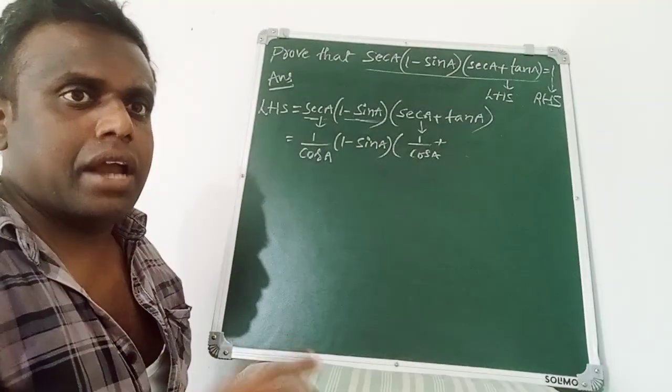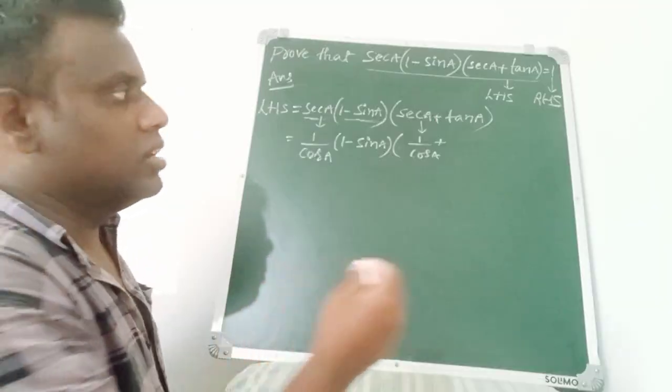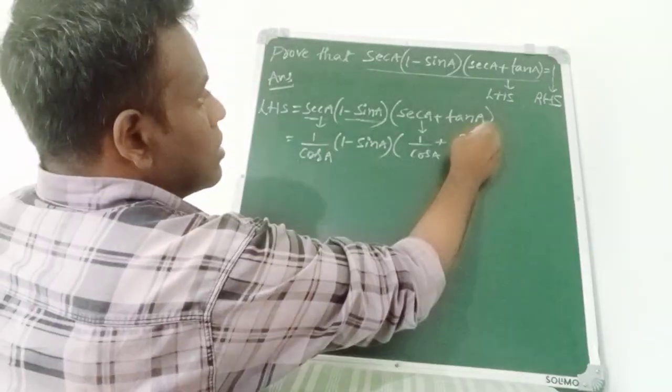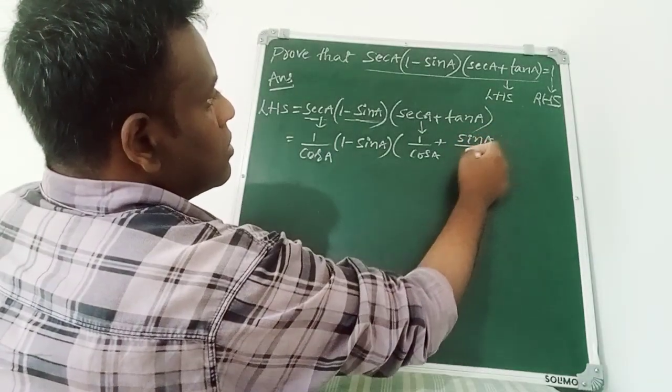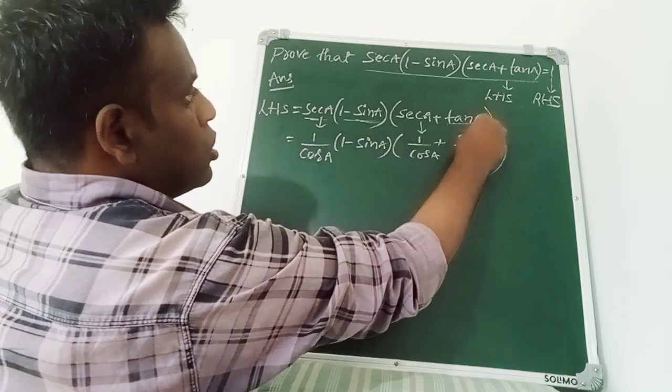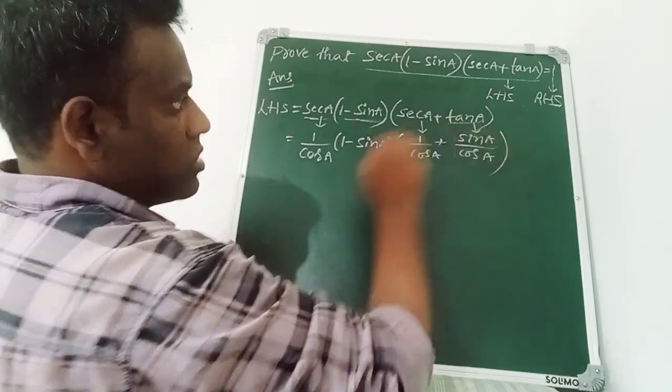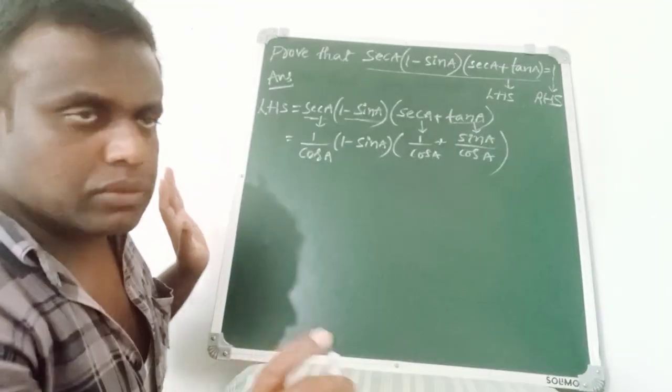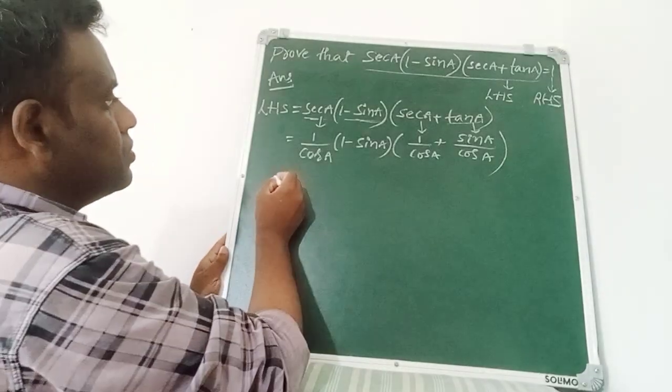So how can we write tan A in the form of sin and cos? It is sin A by cos A. Tan A is equal to sin A divided by cos A. This is also a formula. Okay, we have to remember.